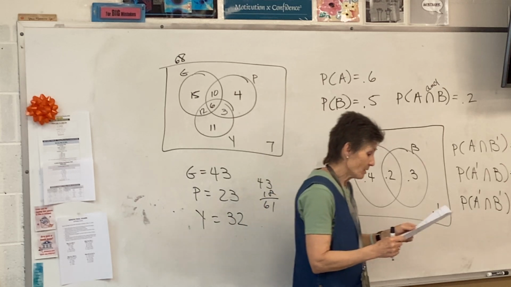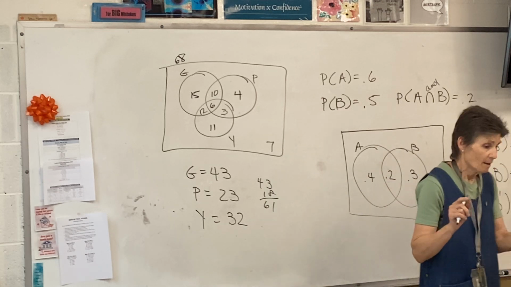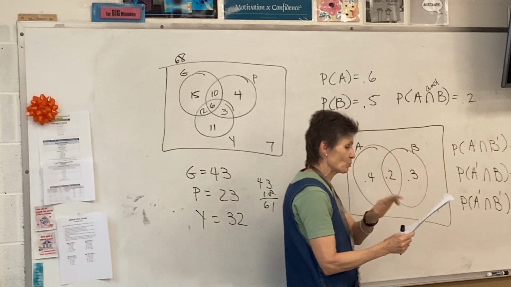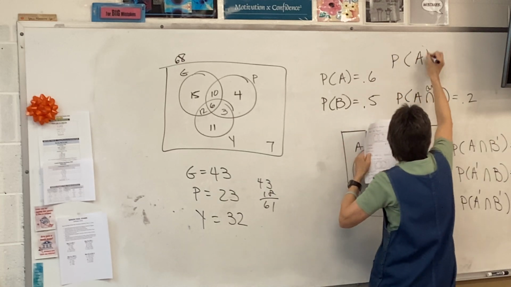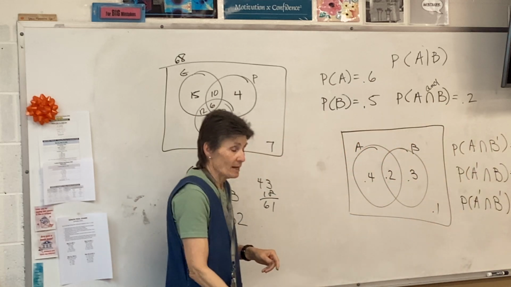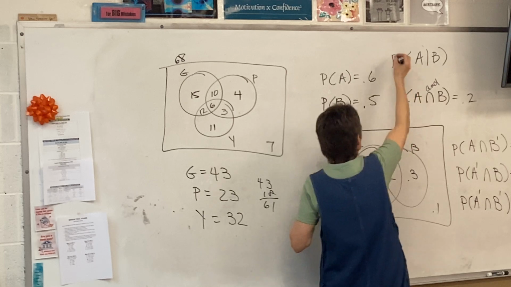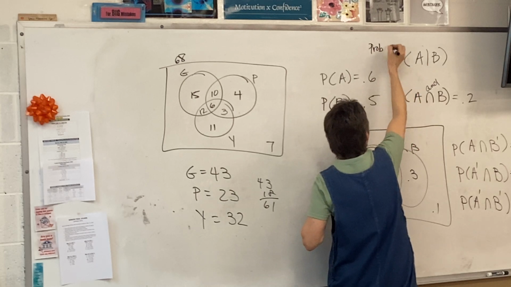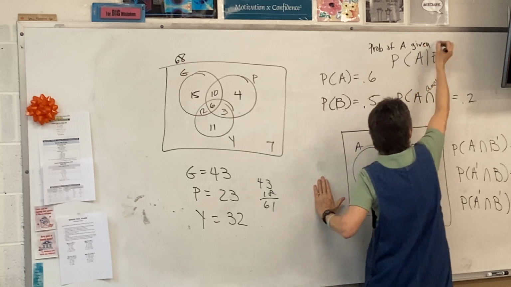Okay, number 9. Try to do the same thing with your, oh wait, I haven't done the last one, I forgot. I have the probability of A given B. Okay, so let me say that again. This is another new notation. This is the probability of A given B.